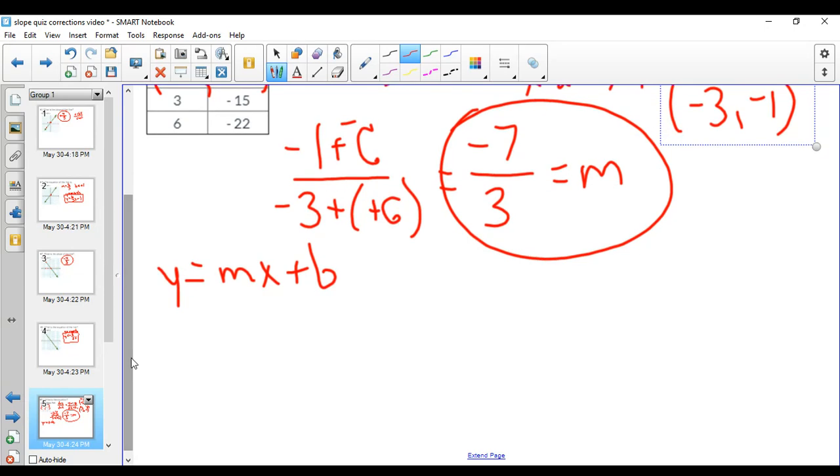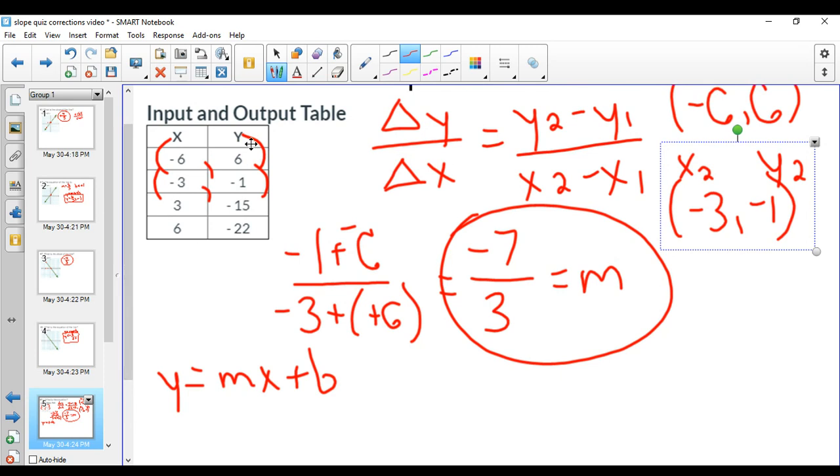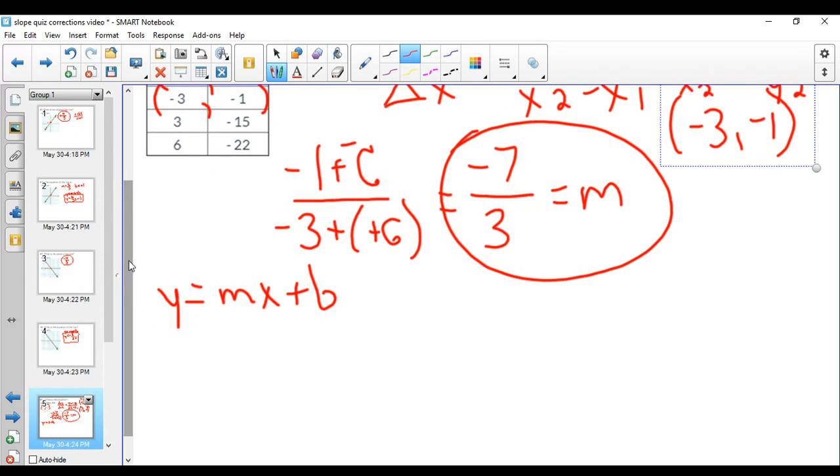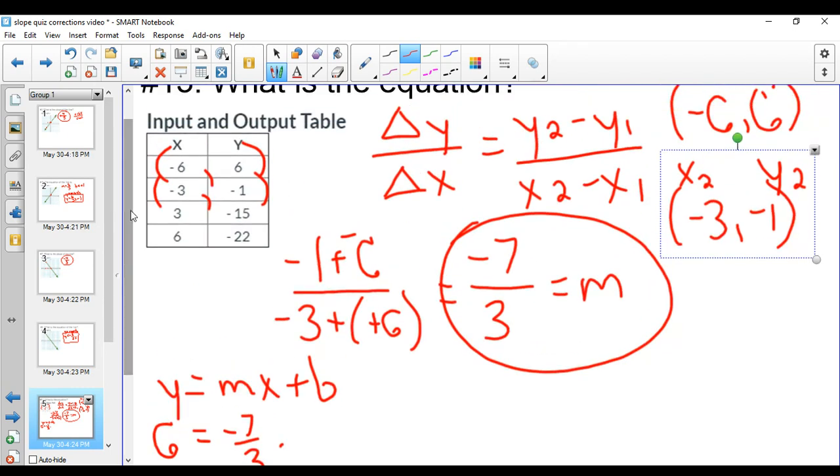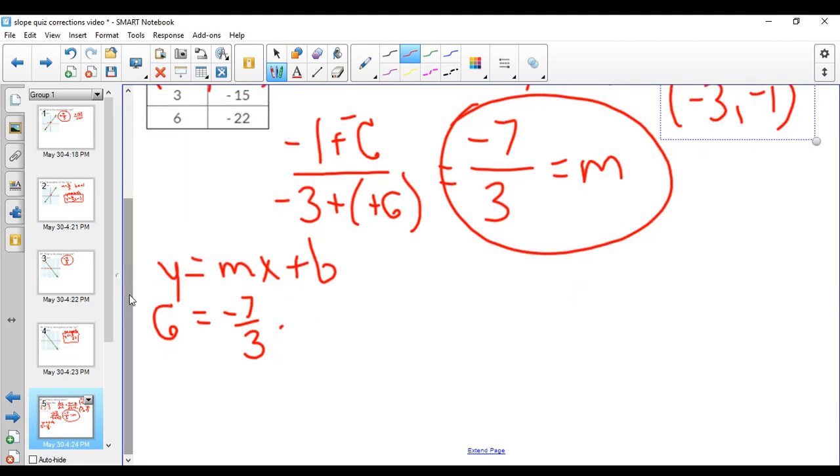Okay, so my y is going to be 6. So I'm going to replace y with 6. My slope was -7/3. Then I'm going to be multiplying that by x. So the x value that I'm going to use from this first ordered pair is -6. So we're multiplying by -6, which I'm going to write as -6/1. And then we still have the plus b. That's what we're going to be trying to solve for.